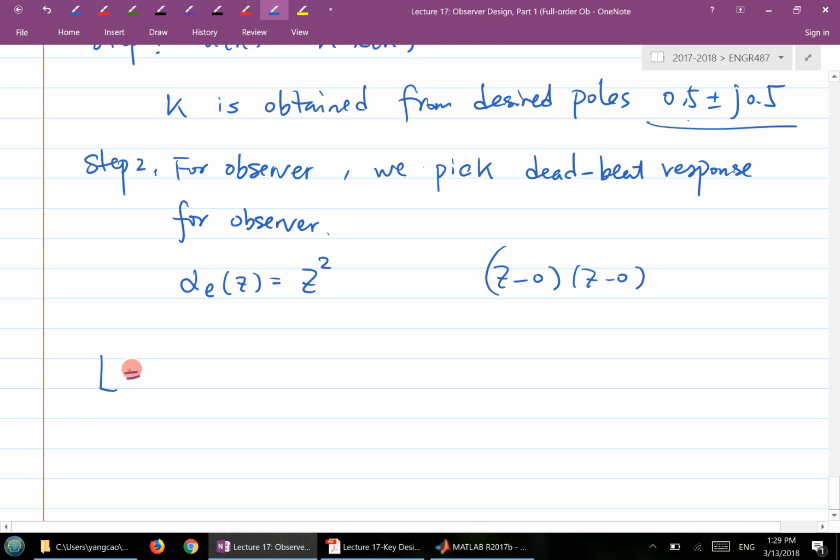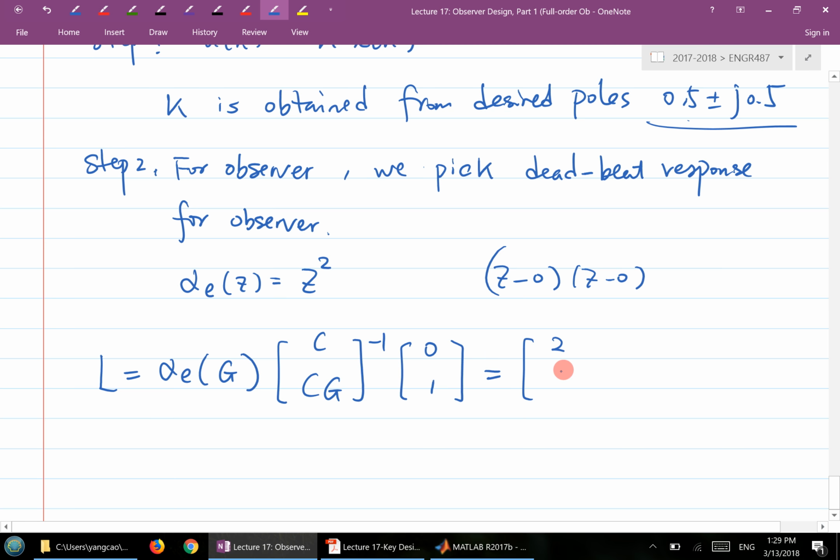Now I'm going to make use of the formula that I just derived for the L calculation. L equals alpha E of G, times C, C G, and then 0, 1. And alpha E of G is just G squared here. If you plug in everything, you get a vector, 2 and 1 over T. That's your L observer gain matrix here.